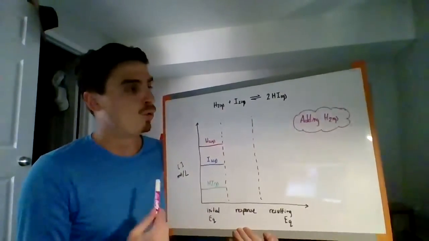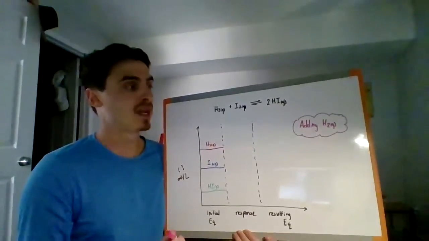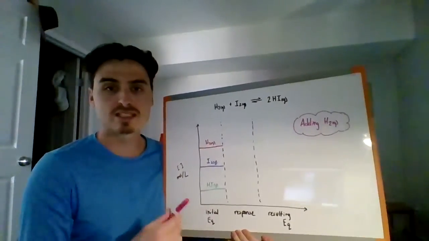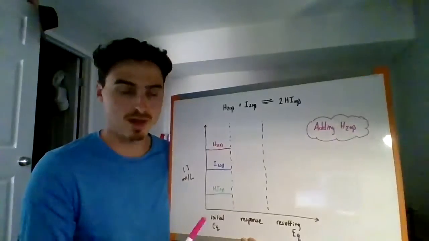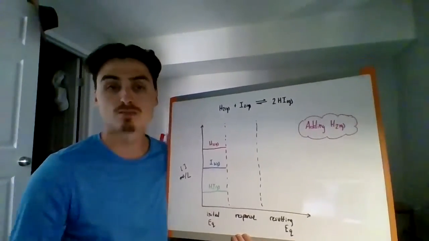Okay. What we're going to be looking at in this example and in the other examples today is what happens when this system is disturbed. Okay. And this is called Le Chatelier's principle. It's explaining how the system responds.